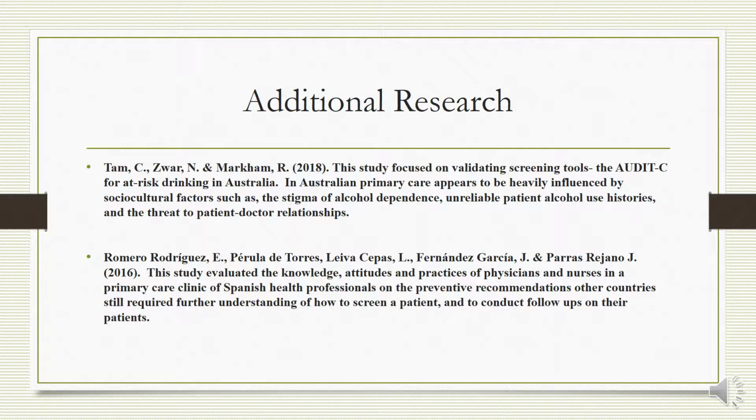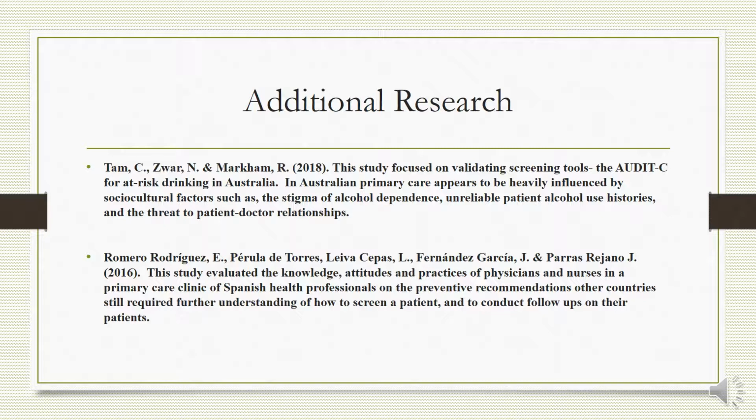Screening tools of the AUDIT-C for at-risk drinking in Australia. Interestingly, the provider was heavily influenced by social and cultural factors such as the stigma of alcohol dependence, unreliable patient alcohol use histories, and the threat to patient-doctor relationships. This seemed to be huge in Australia. Providers didn't want to offend their patients, and they wanted to keep their trustful relationships going. So this was very big for some cultures.